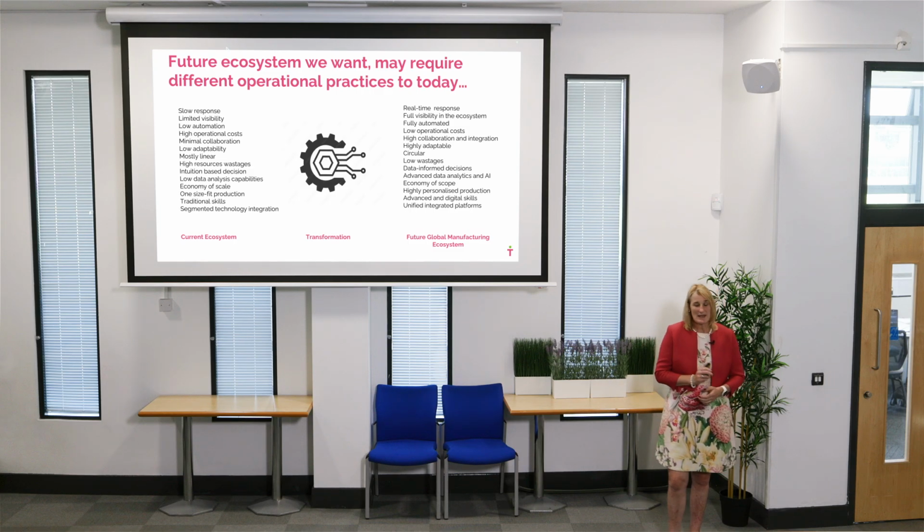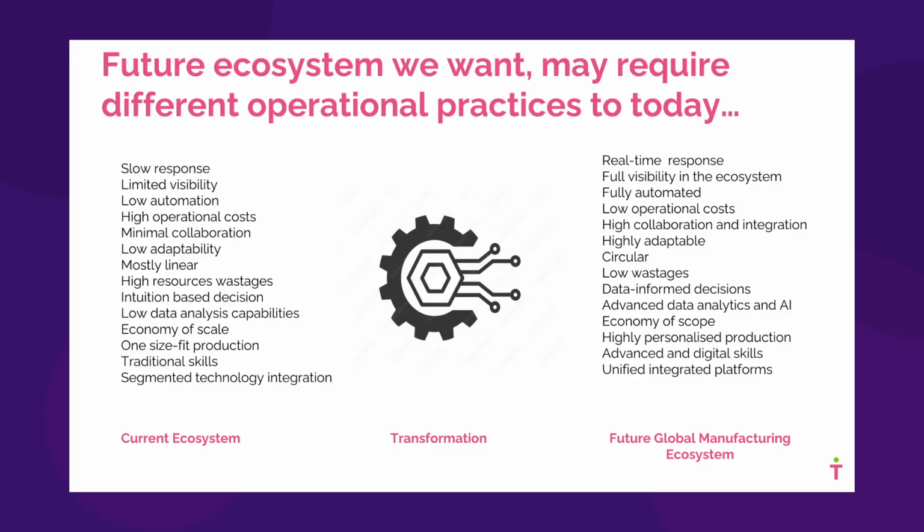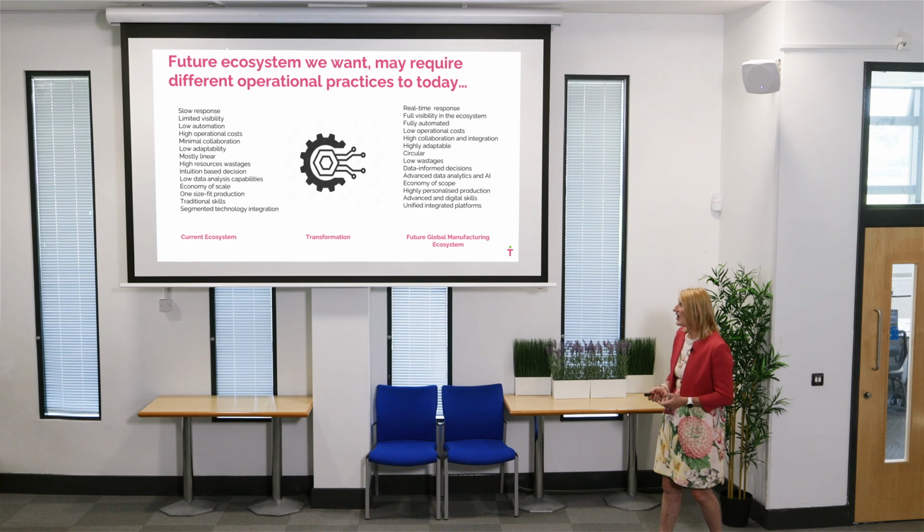So one thing is absolutely for sure, that the future ecosystem we want may have very, very different operational practices from the ecosystem that we have today. So if we think about our current ecosystem design, it can have quite a slow response. It can have relatively low visibility. In fact, visibility is perhaps the single biggest area for improvement that we consistently hear from manufacturing firms when they talk about their supply chains. The degree of automation and autonomy is low, and operational costs can be high.